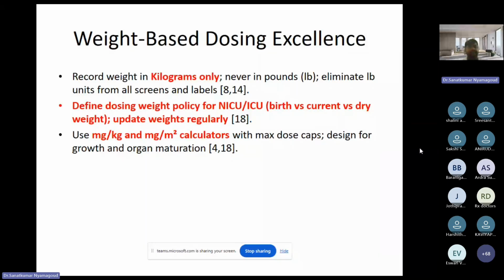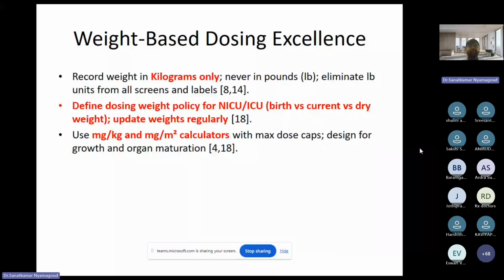We should record the weight in kilograms only, kg only. As I discussed, mg per kg per day is very important. Don't calculate in pounds. LB is not at all good practice in pediatrics. Eliminate LB units from all screens and labels. So always remember kg per day. So mg per kg per day gives you an exact quantity of dose based on the patient weight.